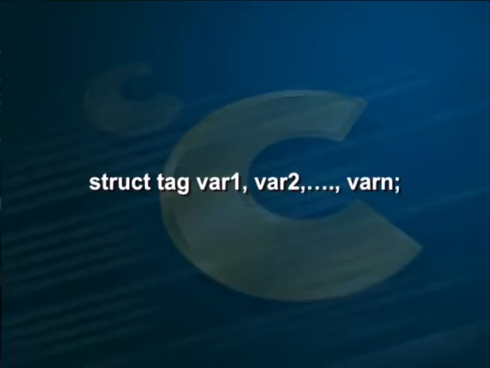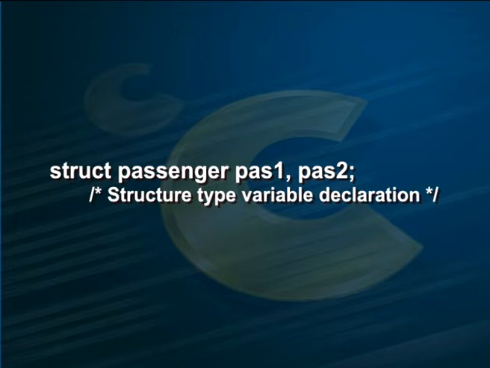Tag name may be used as an ordinary variable name or a member variable name without any conflict in a program. After the declaration of a structure, variables can be created as struct tag variable1, variable2 up to variable n. For example, struct passenger pass1, pass2; This is the structure type variable declaration. This defines two structure variables pass1 and pass2 of struct data type. The structure definition reserves space for the structure variables. The members are stored in memory in the order they are declared in the structure declaration.